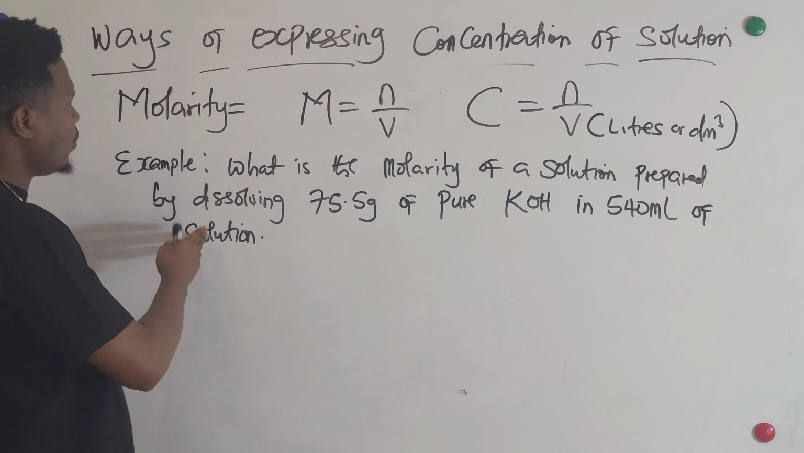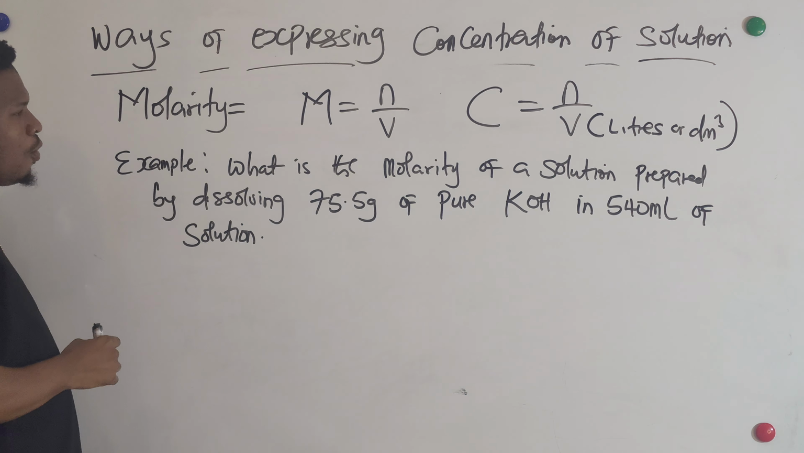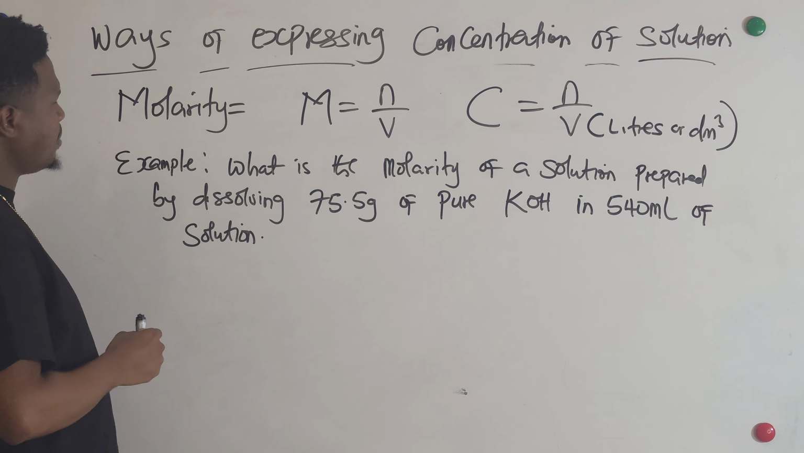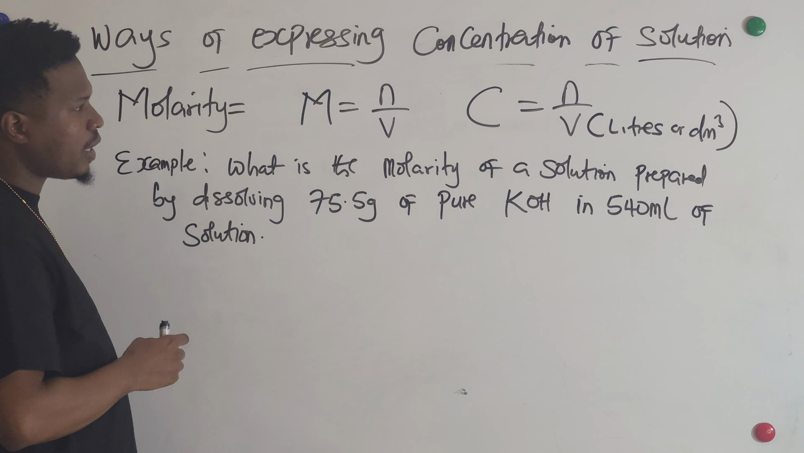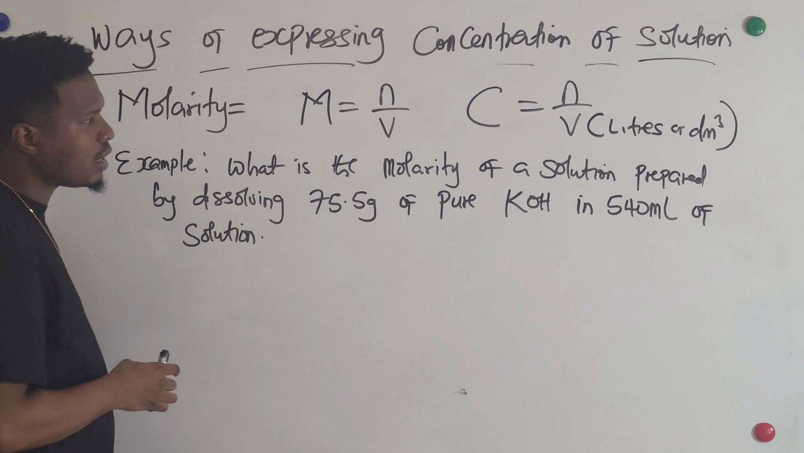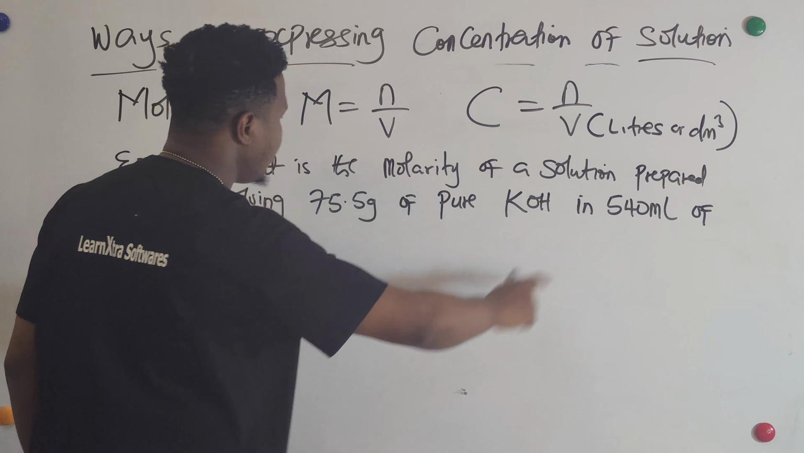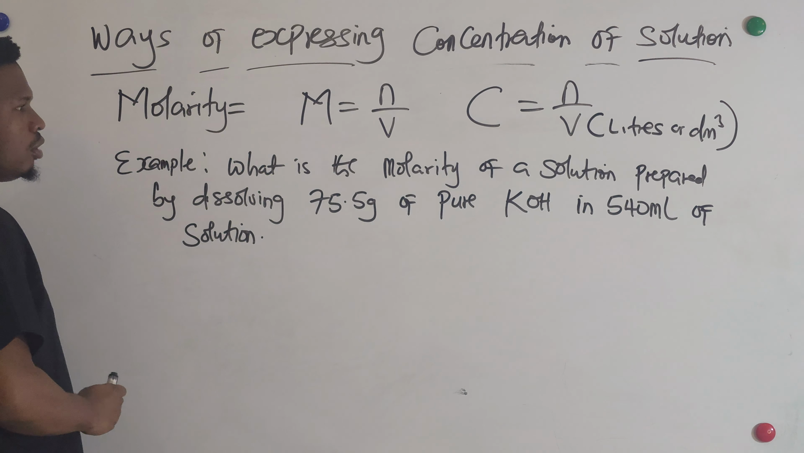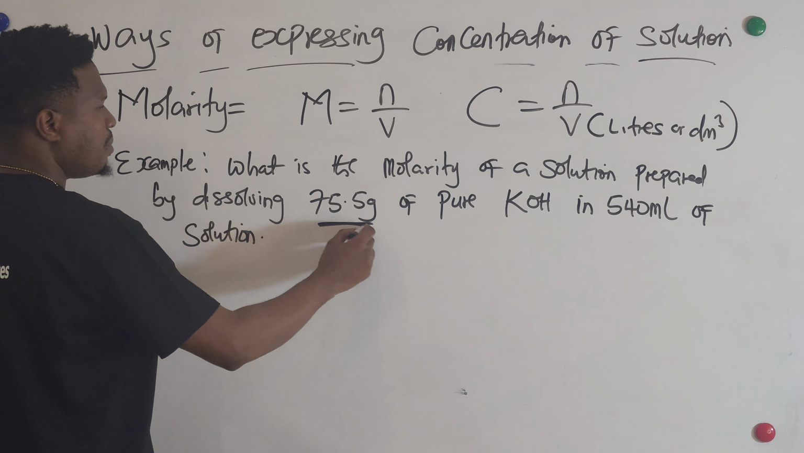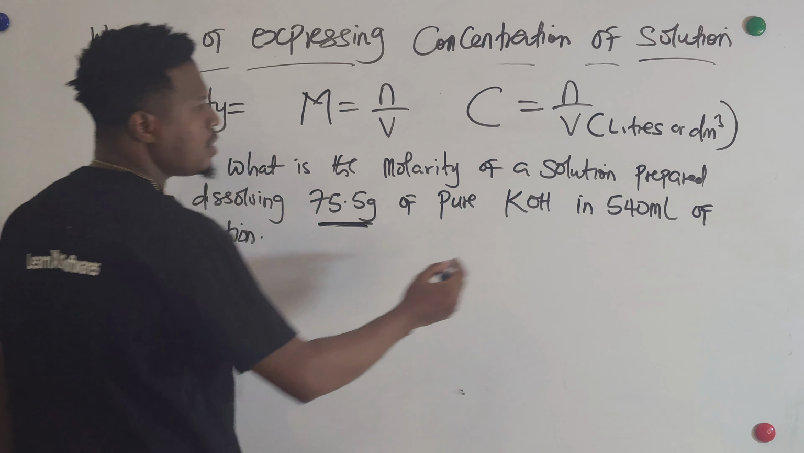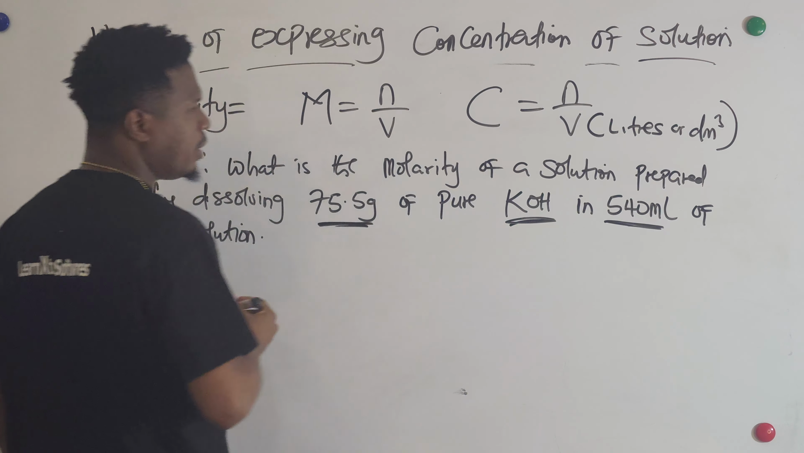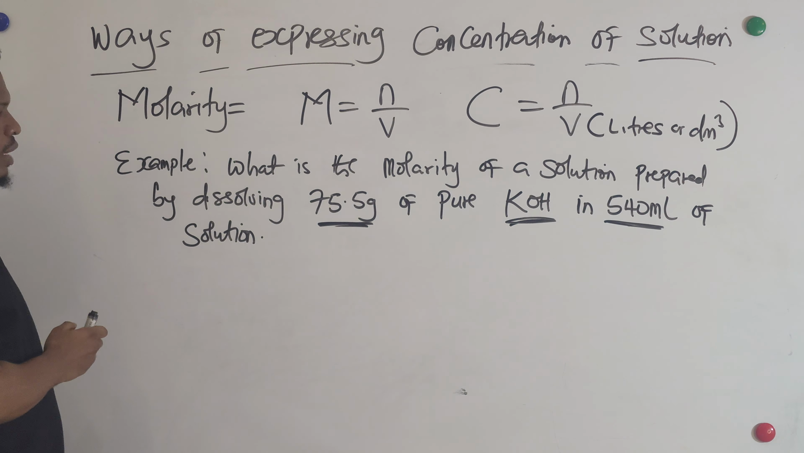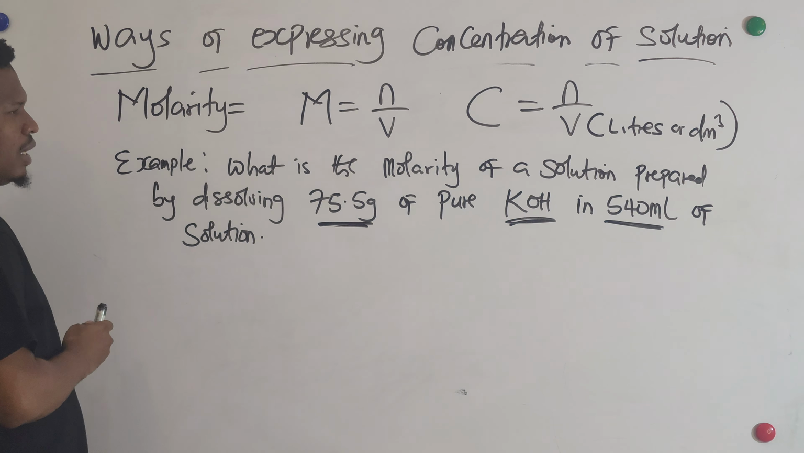So now, look at the question on the board. What is the molarity of the solution prepared by dissolving 75.5 grams of pure KOH, potassium hydroxide, in 540 ml of solution? From the question here, this is the mass of the solute, this is the volume of the solution, and this is the compound, the solute we are talking about, potassium hydroxide. So how do we calculate the molarity of this solution?